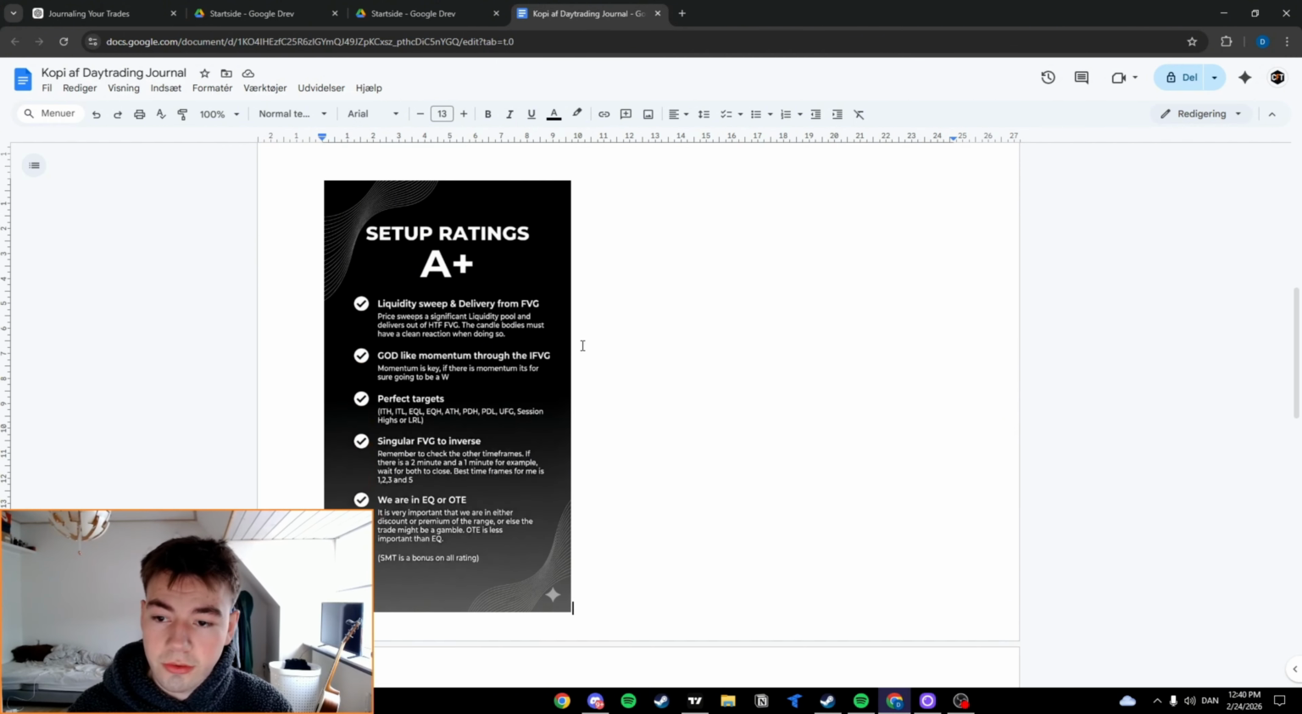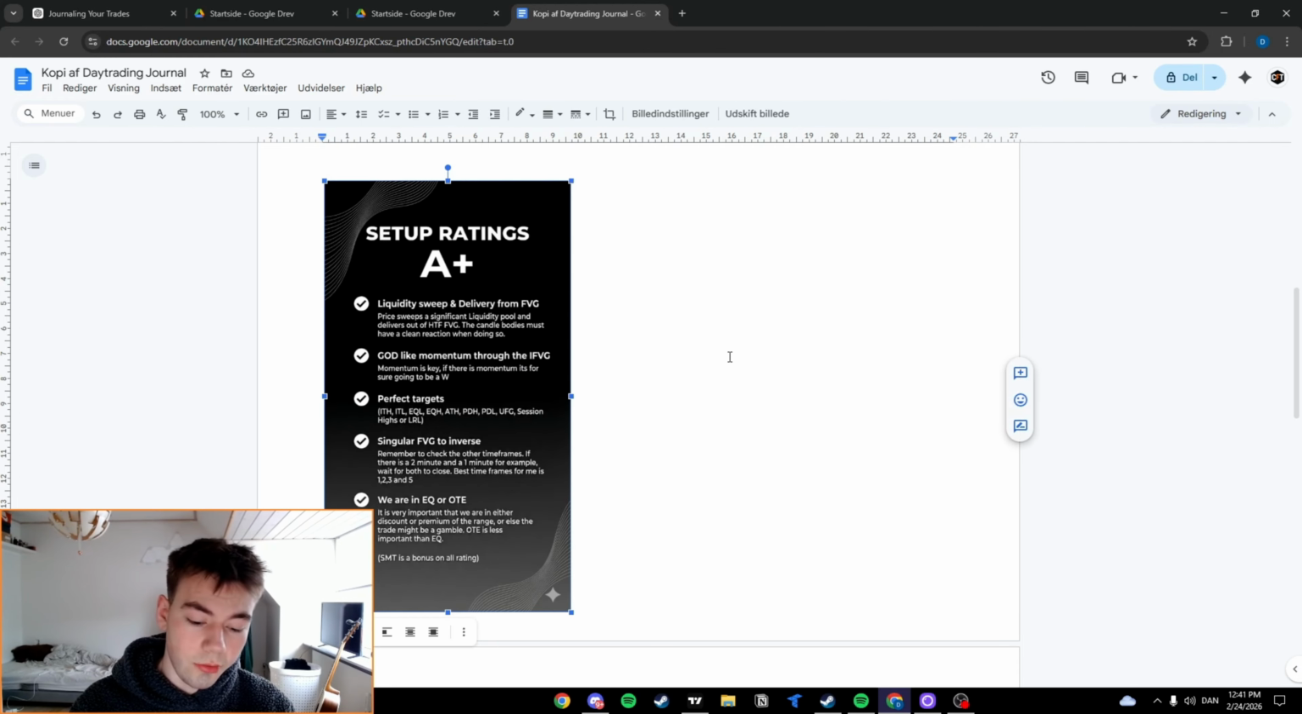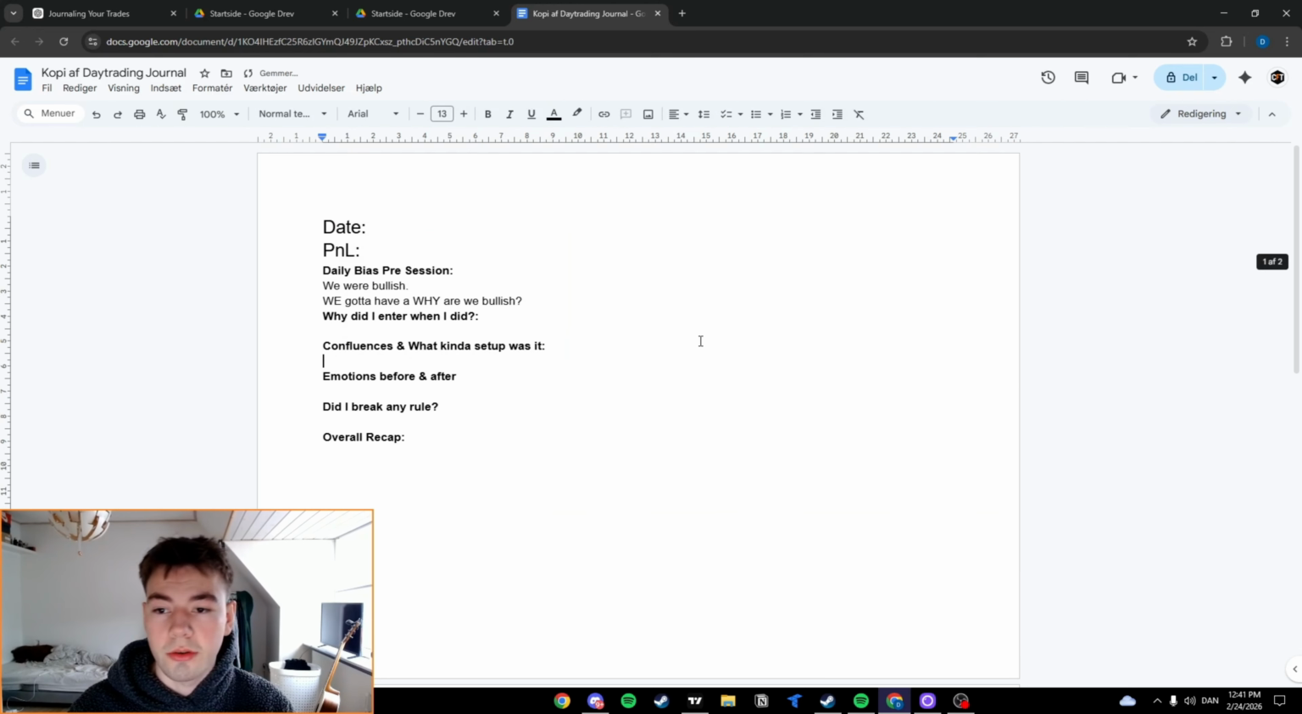So confluences. Did we get a liquidity sweep? Are we delivering from a higher time frame fair value gap? Do we have insane momentum through the IFVG? Do we have good draws on liquidity? Did we have a singular FVG to inverse? Are we in EQ in the range? Do we have an SMT? Whatever. That's the confluence part.